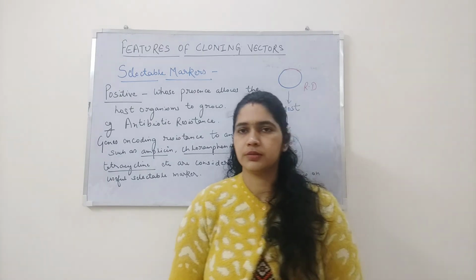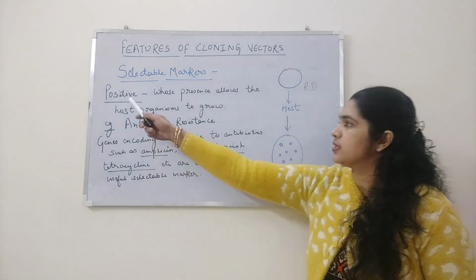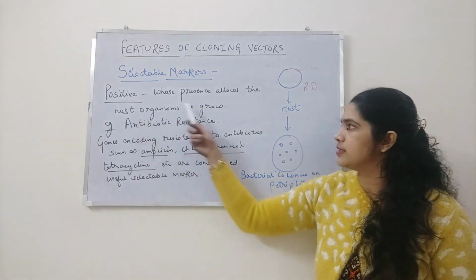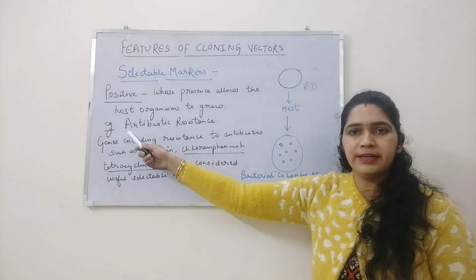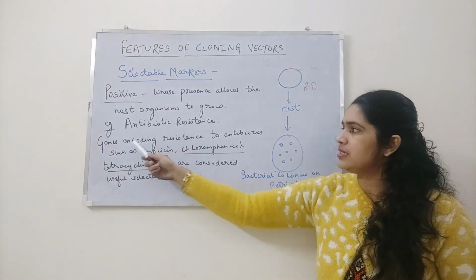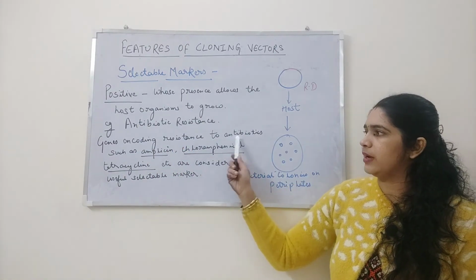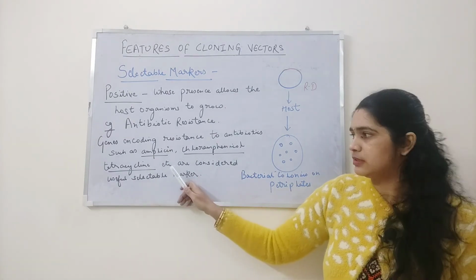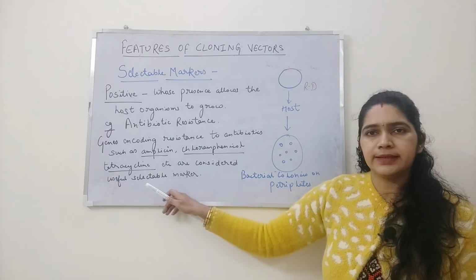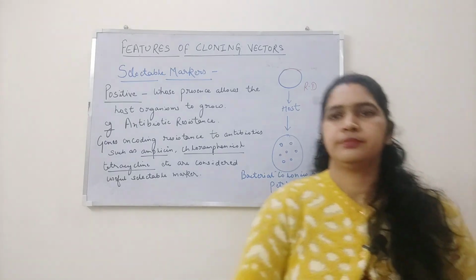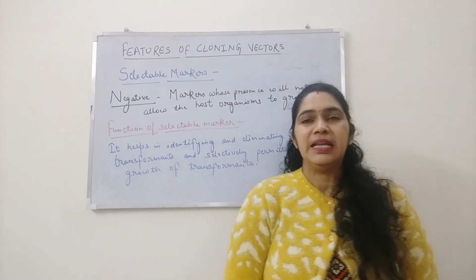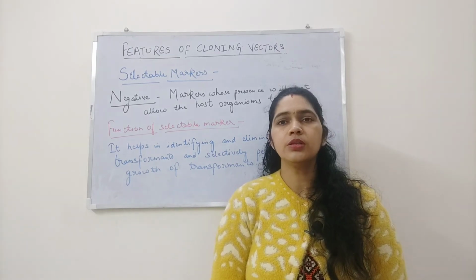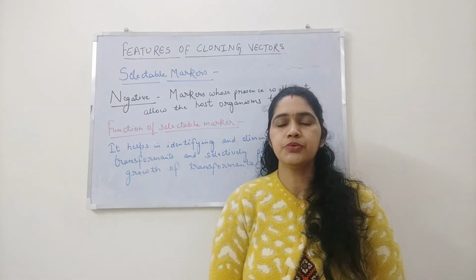Now, let's have a look at this. Positive selectable markers are those whose presence allows the host organism to grow. For example, antibiotic resistance genes. Genes encoding resistance to antibiotics such as ampicillin, chloramphenicol, tetracycline, etc. are useful selectable markers. Negative selectable markers are those whose presence will not allow the host organism to grow.